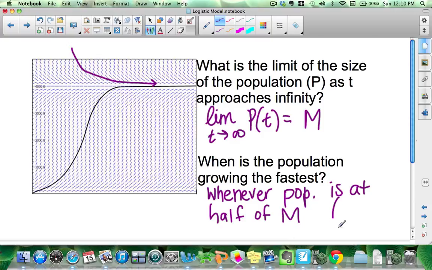Okay, at M over 2. Now that doesn't answer the question when. That answers the question at what population size. But that's probably what they'll ask on the AP exam. We are increasing the most rapidly at half carrying capacity.